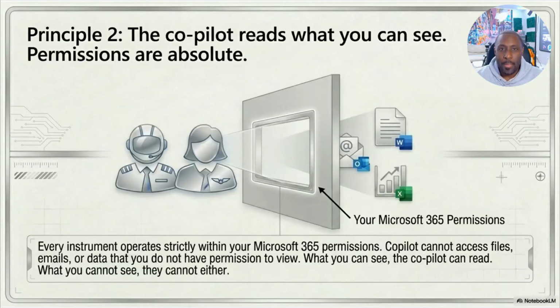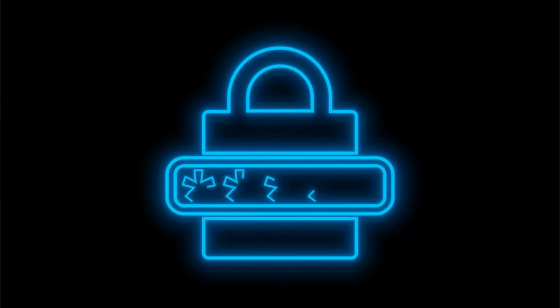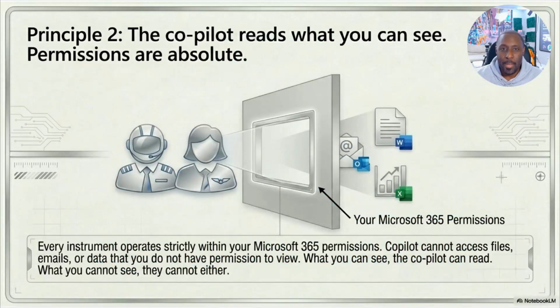Principle 2. The Copilot reads what you can see. Permissions are absolute. Every instrument operates strictly within your Microsoft 365 permissions. Copilot cannot access files, emails, or data that you do not have permission to view. What you can see, the Copilot can read. What you cannot see, it cannot either. Your permissions are the boundary. Copilot operates entirely within them.